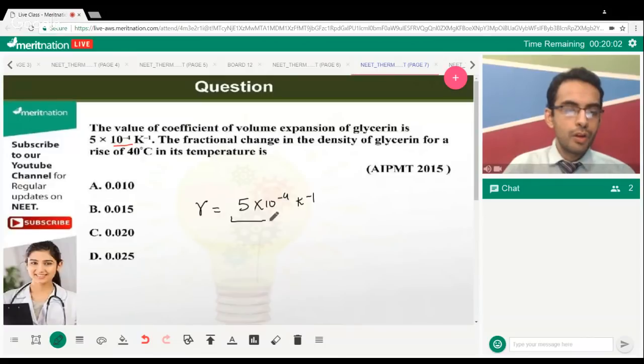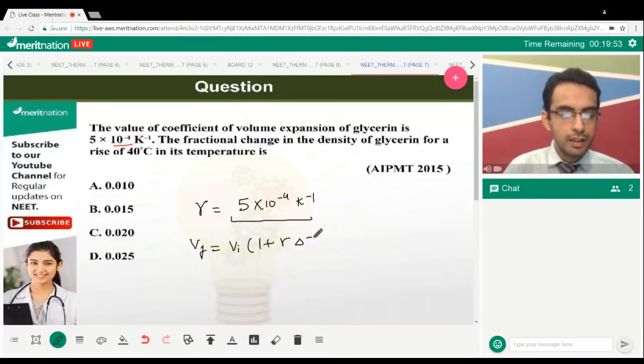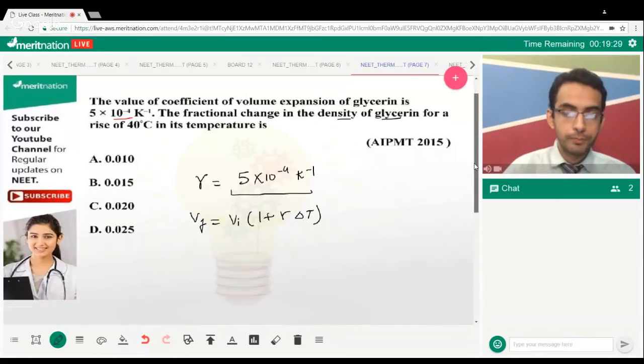Okay. So we know that V final is equal to V initial into 1 plus gamma delta T. This is the formula for volume expansion, where Vf is the final volume, Vi is the initial volume, and gamma is the coefficient of volume expansion. So we have to find the fractional change in density of glycerine. So how to find the fractional change?